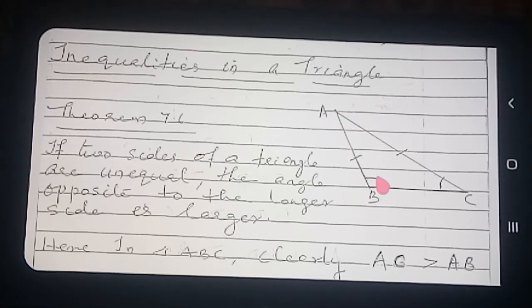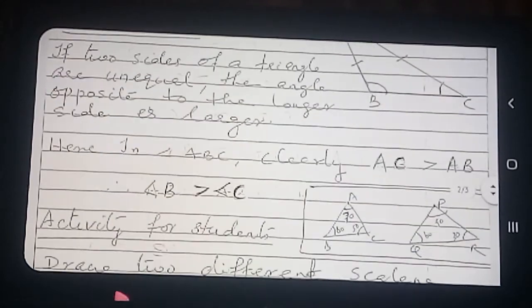Understood the point clearly? Here I have also written the conclusion. You can see the conclusions here. In triangle ABC, clearly AC is greater than AB. If AC is greater than AB, which is the angle opposite to AC? Angle B is greater than angle C. This is asked in MCQs and fill in the blanks also, very very important results.